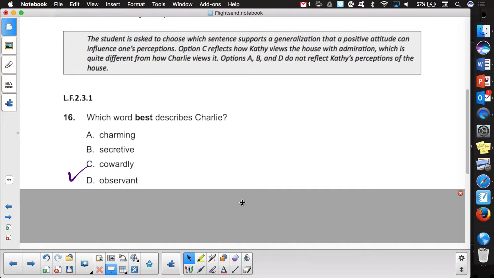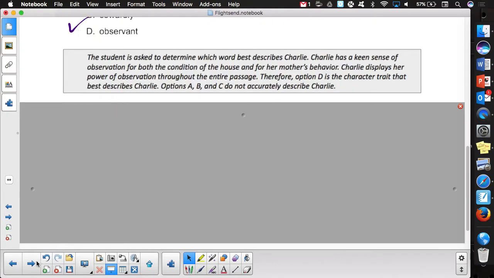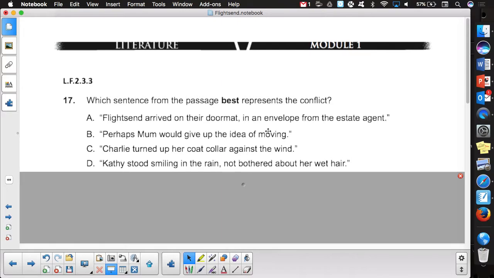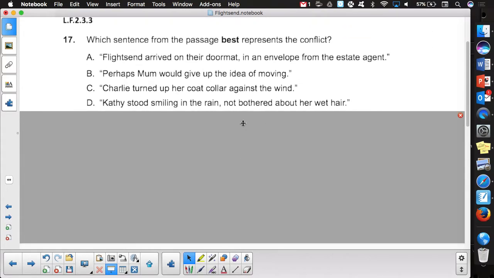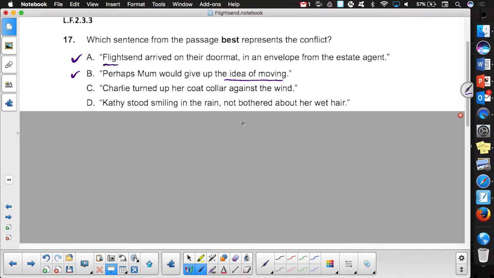And then when it comes to 17, which for me I think is on the next page, best represents the conflict. B. I think it came down to A and B for a lot of folks. B, I think, dealing with the idea of moving. I think some folks are looking at Flightsend as being the conflict itself. You really have the conflict between 2 people. Answer for this one, B.